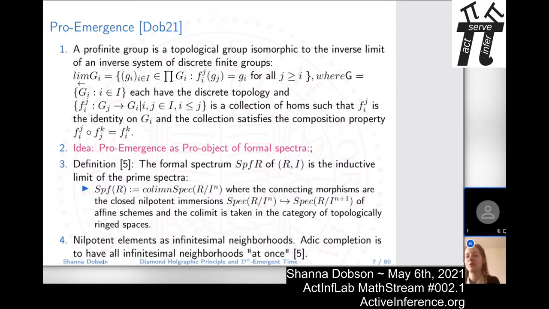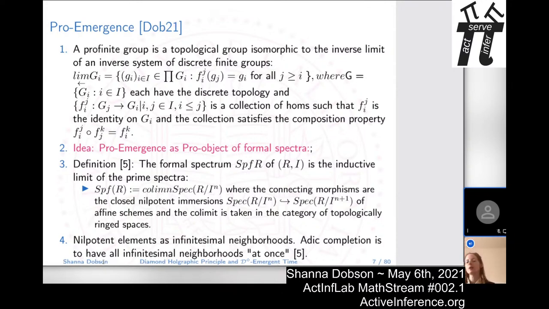The pro refers to a projective phenomenon, and the ind refers to an inductive one. So it's like a co-limit. So Spf R is the co-limit of Spec R/I^n, where R is complete with the I-adic topology. There are various ways of completing rings in the I-adic topology. The connecting morphisms are these closed nilpotent immersions, Spec R/I^n immersed into Spec R/I^(n+1). These are affine schemes, and the co-limit is taken in the category of topologically ringed spaces.